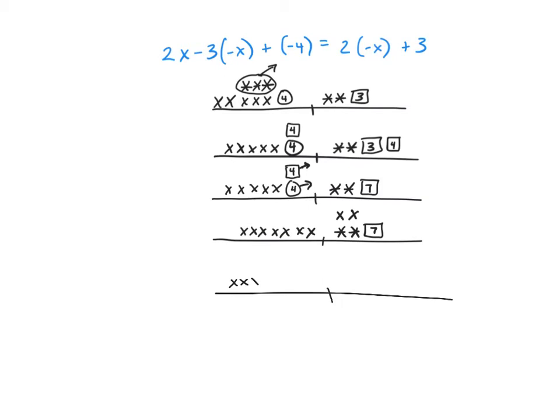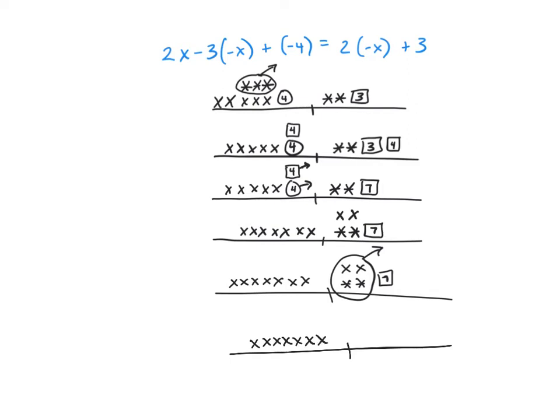I'd have 1, 2, 3, 4, 5, 6, 7 x's over here. I need to show the removal of these 2 0 pairs. That's a 7 on the right-hand side. So these are both 0 pairs that are going to go away. And now what I have left is 1, 2, 3, 4, 5, 6, 7 x's equals 7. So x is equal to 1 and star is equal to -1.